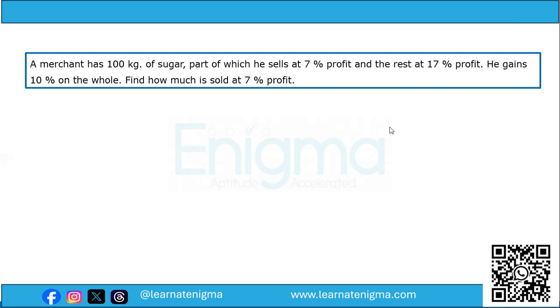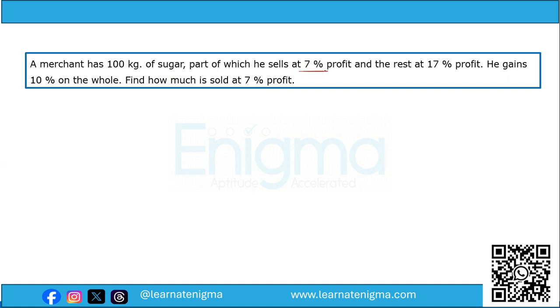A merchant has 100 kg of sugar, part of which he sells at 7% profit and the rest at 17% profit. He gains 10% on the whole. Find how much is sold at 7% profit. Now, these kind of questions can easily be done by the concept of alligation.